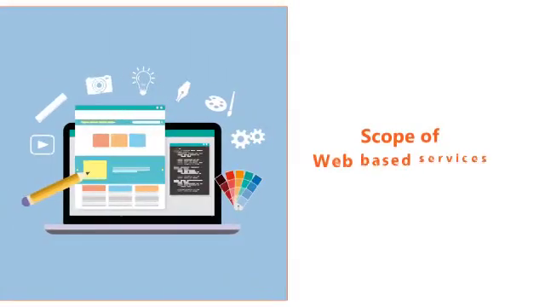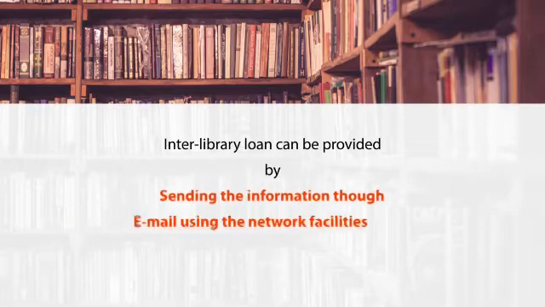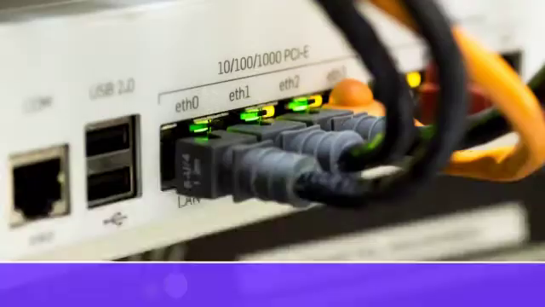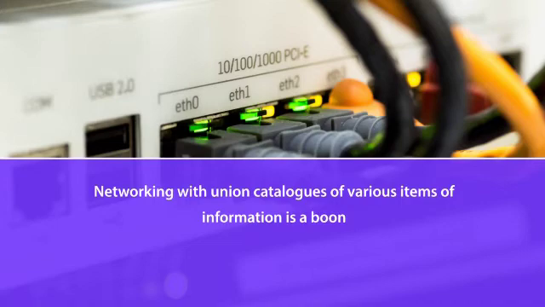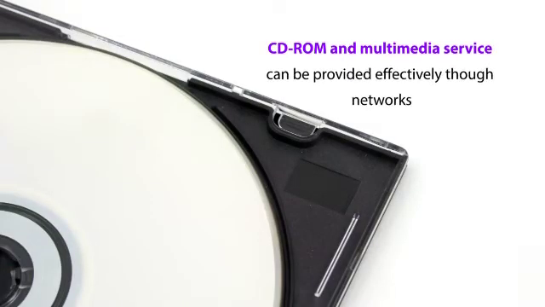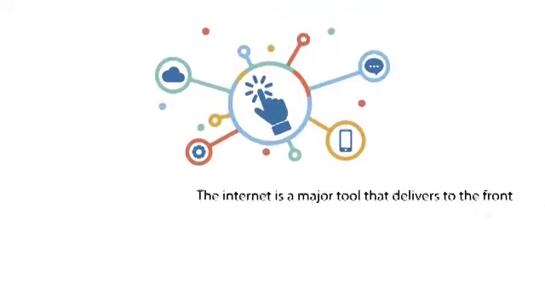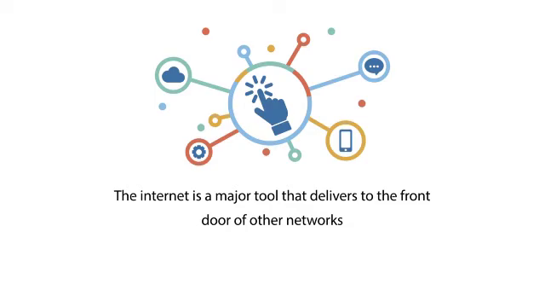The scope of web-based services, like library networks, offers such potential and new capabilities for sharing information among different library and information centers. Interlibrary loan can be provided, online ordering and acquisition can be done, and networking with union catalogs of various items of information is a boon. Reference service can be enhanced by email and internet through LAN and WAN. CD-ROM multimedia service can be provided effectively through networks. Current awareness and SDI can be given through the networking system, and the users may retrieve references of their interest. The speed of data communication through networks is very high, and the internet is a major tool that delivers to the front door of the network.